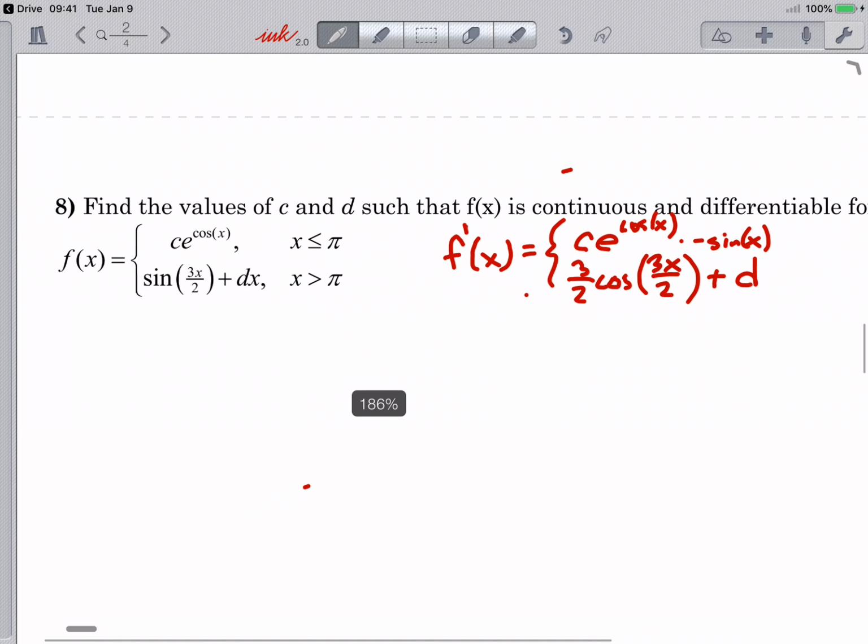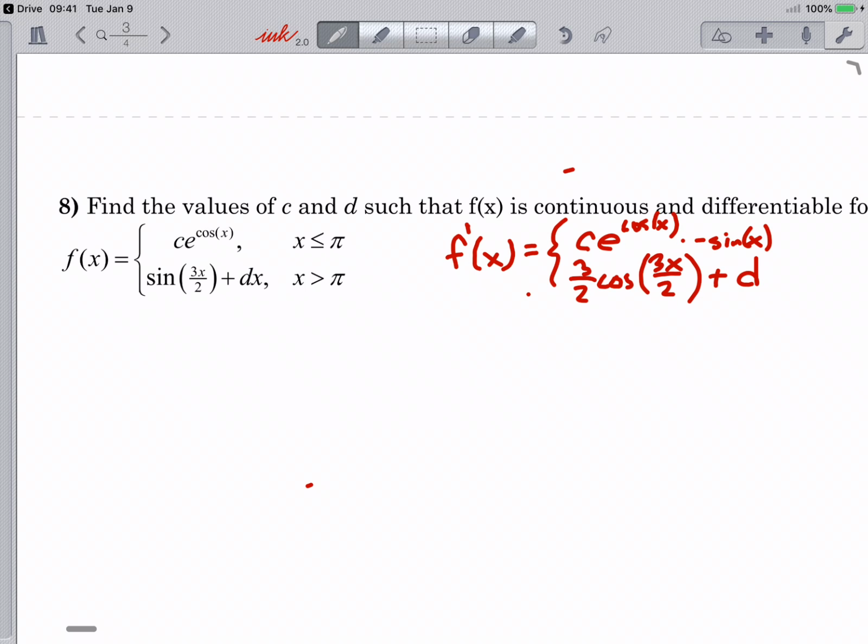So now I'm going to be a little lazy and I'm not going to rewrite the limits because that's for you to do. I'm not taking the AP test, you are. So I'm going to do the limit as x goes to pi from the left of my f of x. So I plug in pi into the top part here. Cosine of pi is negative 1.